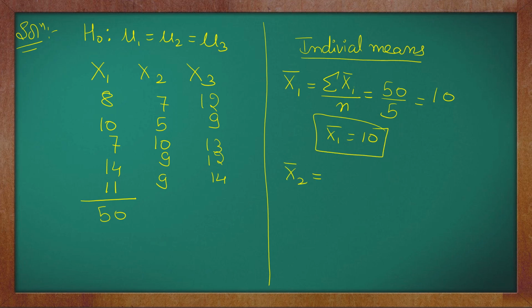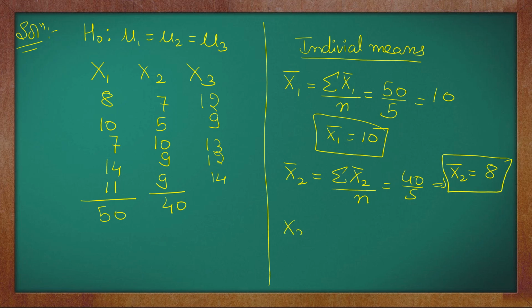Now students, go for the second individual mean. Step by step, I'm solving this question, so I suggest you solve this question with me. Now what is x2 bar? The sum of this one is 40. So it's 40 by 5, so my x2 bar is 8. Now calculate x3 bar. This is the first step, to see the individual means.